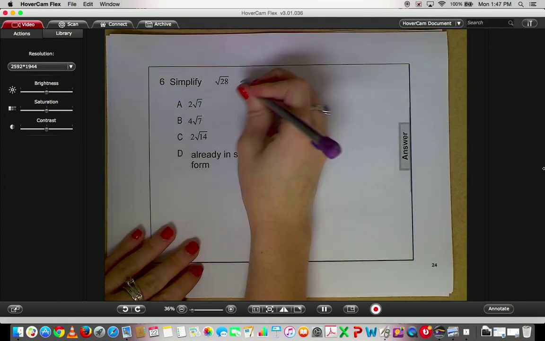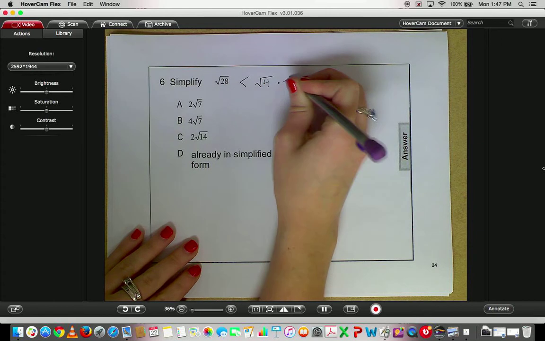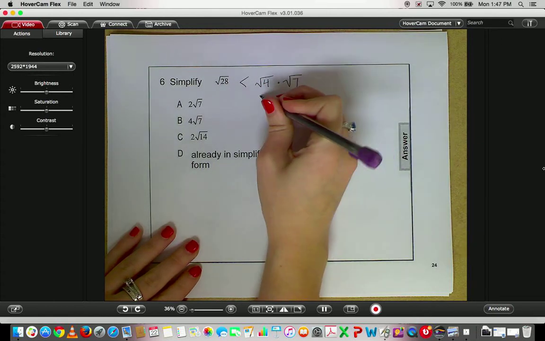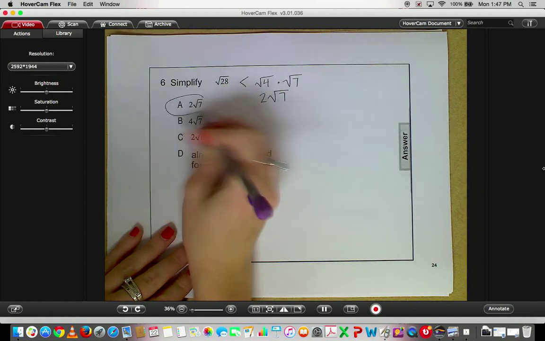If you break this down, you should get the square root of 4 times the square root of 7. The square root of 4 is 2. There is no simplified square root of 7. So your answer here is A.